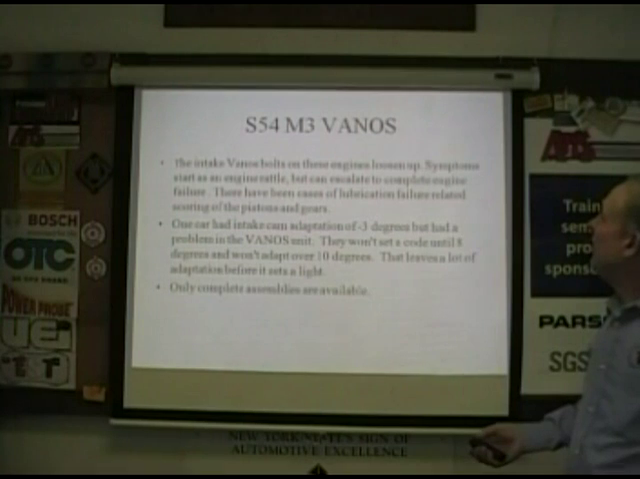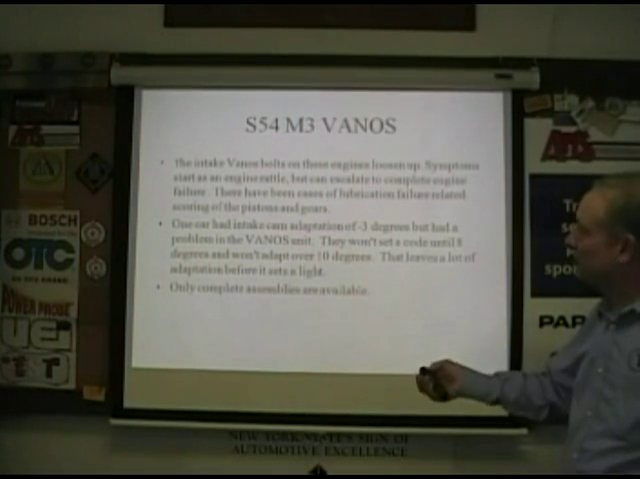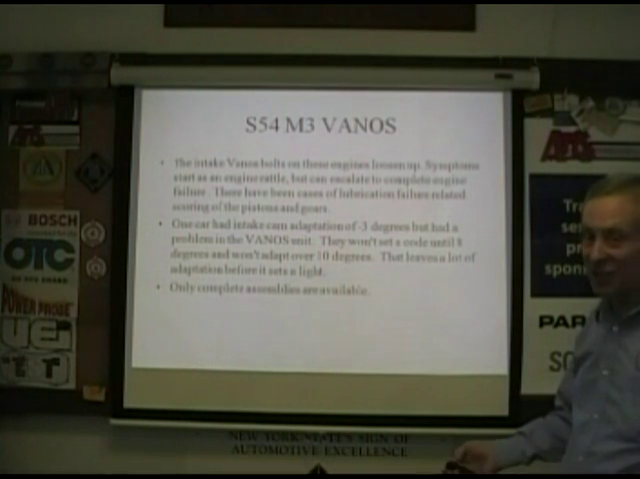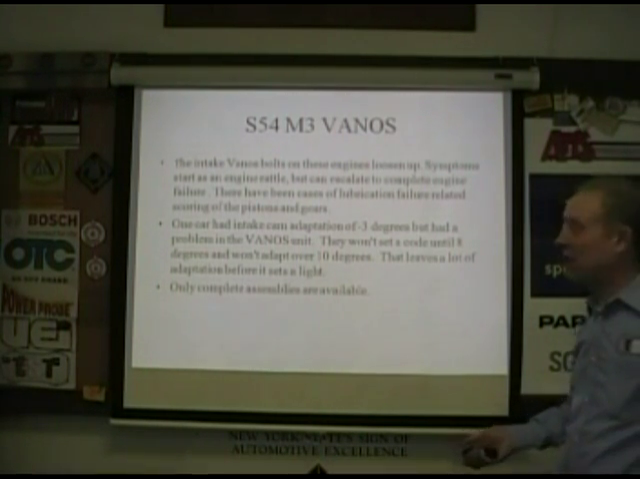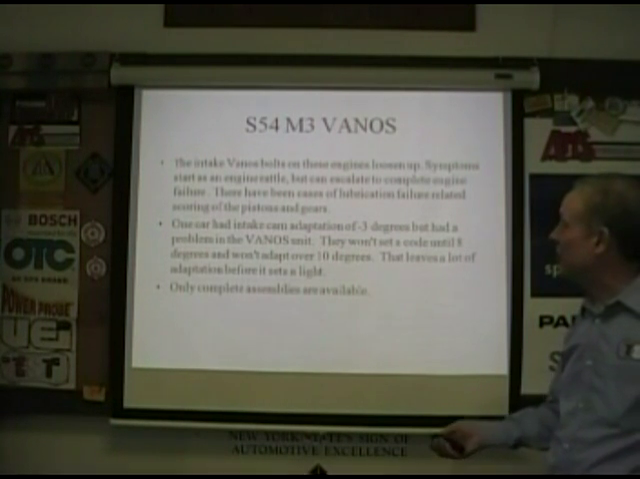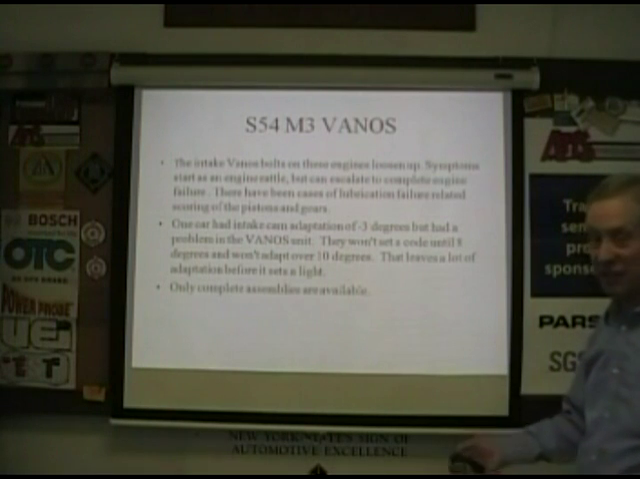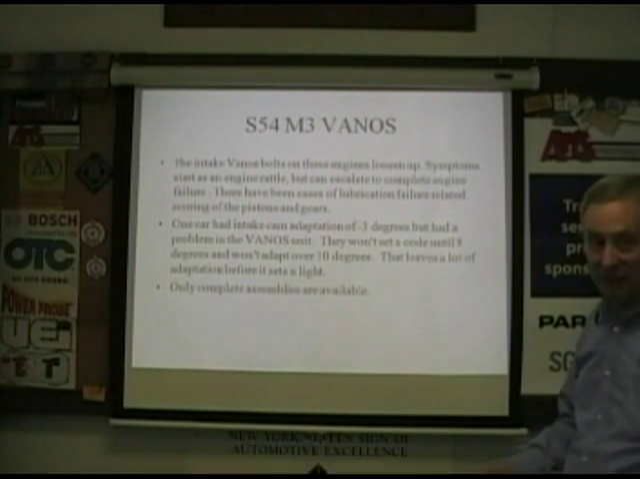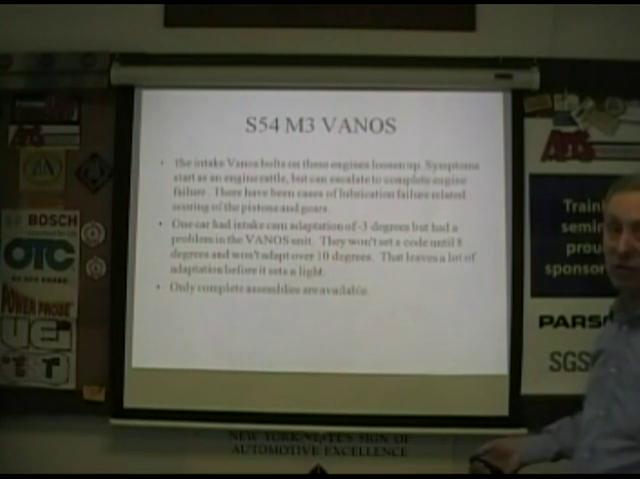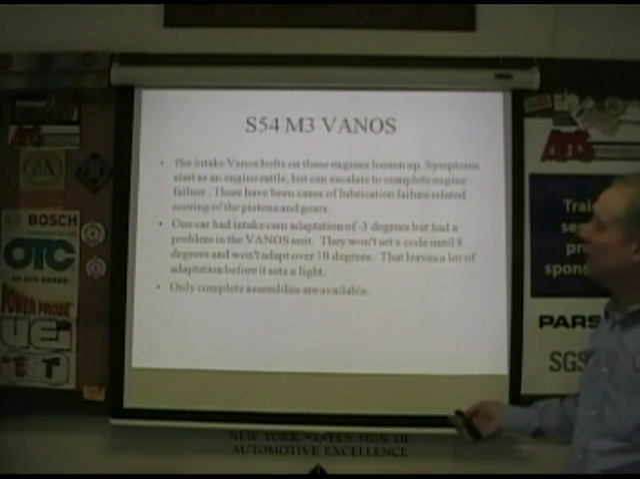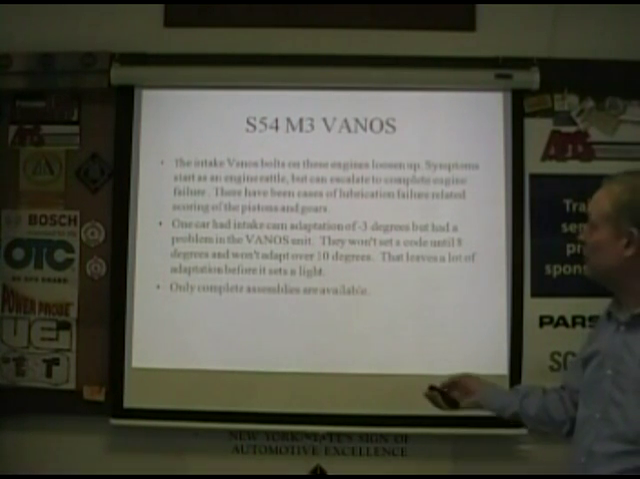Okay. S54, that's the S engines in BMW were sport motors as opposed to M or N engines, which are regular motors. S motors operate under much higher pressure. They're very high powered. This particular engine is a 333 horsepower engine, a 3.2 liter 6-cylinder, putting out a lot of horses and a lot of torque. And it operates at like 1,400 pounds of pressure in the Vanos.